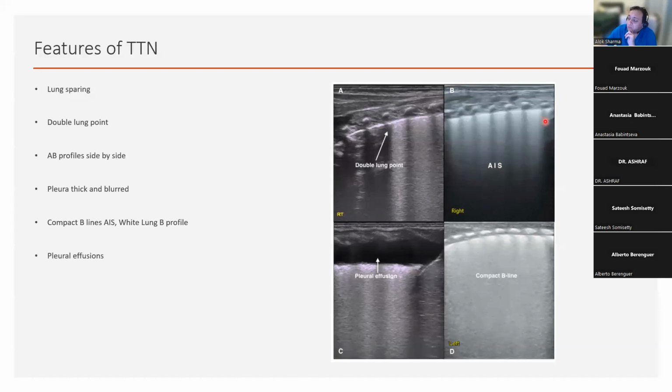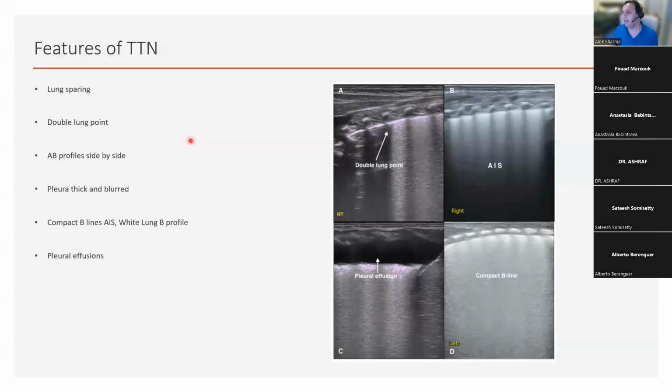So really what you may have in the early phase is a whiteout, AIS. This is compact AIS. You may have a complete whiteout. You may have an element of a pleural effusion with a complete whiteout of the lung. Or as the baby improves, you might get these areas of double lung point, which is aerated lung side by side, B profile, AIS, white lung profile. And as the baby gets better, you'll gradually transition into a baby who's got a dominant A profile. But you will not have subpleural consolidations.